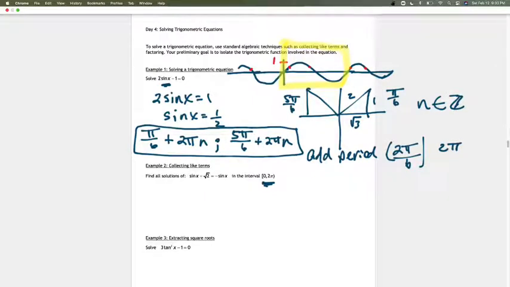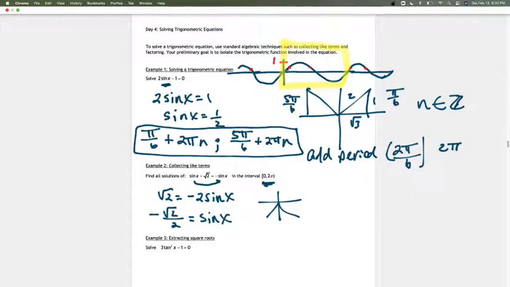So we're going to need to get all of our trig functions on the same side. I'm going to move this sine x over here to be with that sine x. So I'll have square root of 2 equals, I'm going to subtract that sine x, so that becomes a negative 2 sine x on the right-hand side. Now I'm going to divide by negative 2, so that gives me a negative square root of 2 over 2 equals sine x.